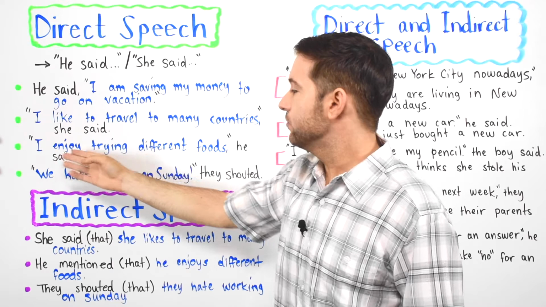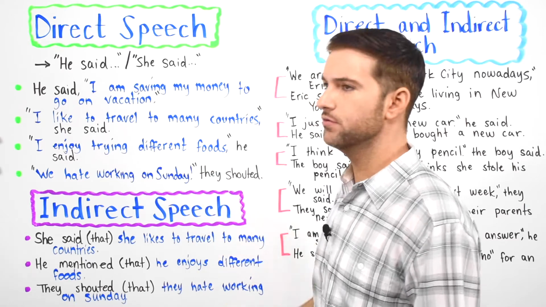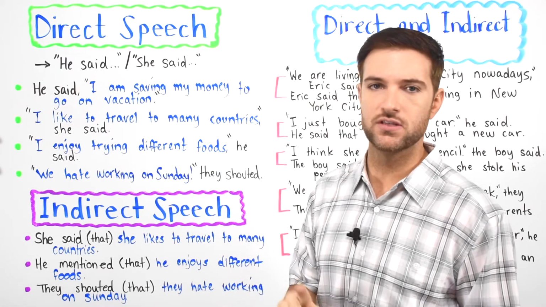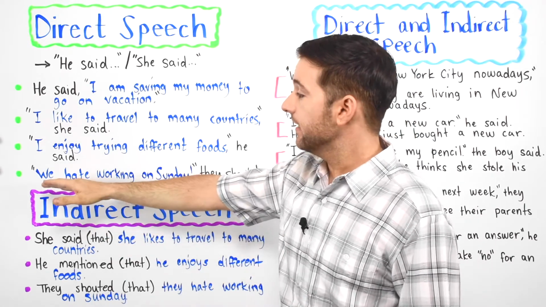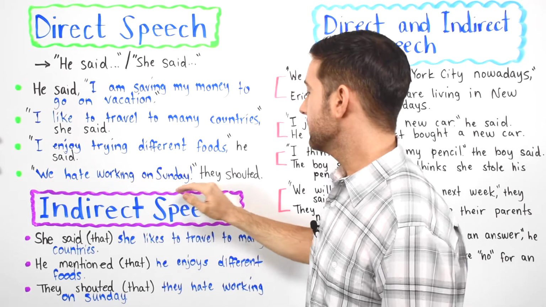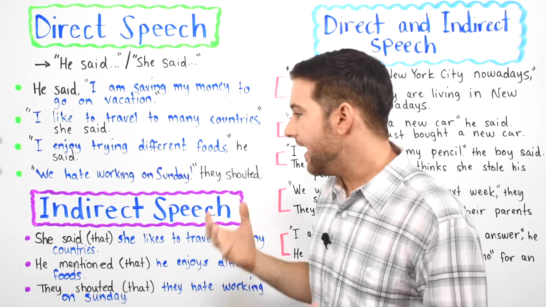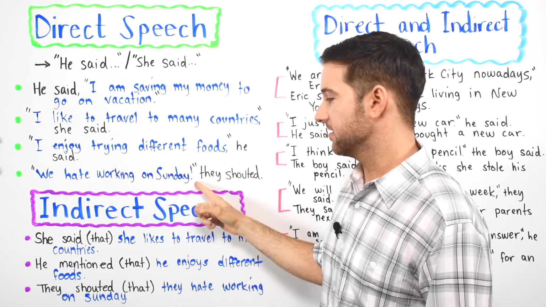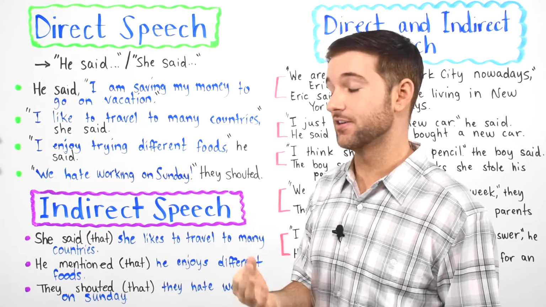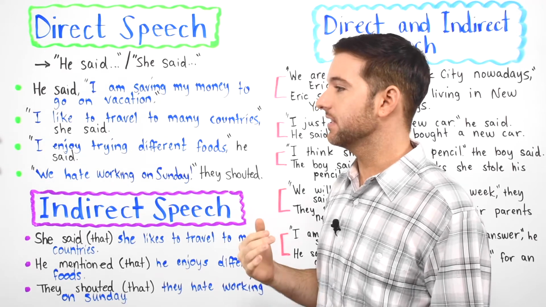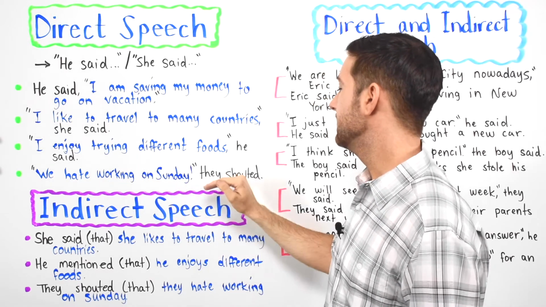Next we have, I enjoy trying different foods, he said. Okay, so he enjoys trying different foods like Indian food, French food, Italian food, Greek food, a lot of different foods. And then finally we have, we hate working on Sunday, they shouted. Shouted is like when you scream, we hate working on Sunday with an exclamation mark, because the exclamation mark means that somebody is shouting. Somebody is saying something with a very loud voice. Okay, so we hate working on Sunday, they shouted.